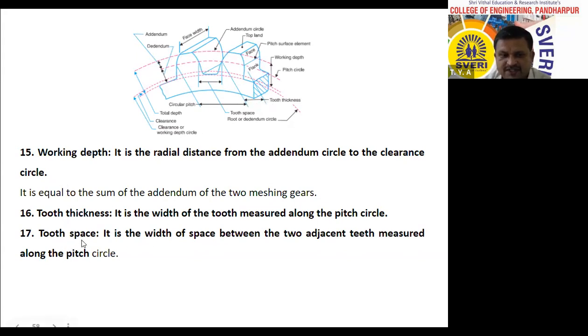Then tooth space. See that this is the tooth space. It is the width of space between two adjacent teeth measured along the pitch circle. Therefore, space in Marathi is called रिकामी जागा किंवा पोकळ जागा. Space, रिकामी जागा, means this. It is the width of space between the two adjacent teeth measured along the pitch circle.